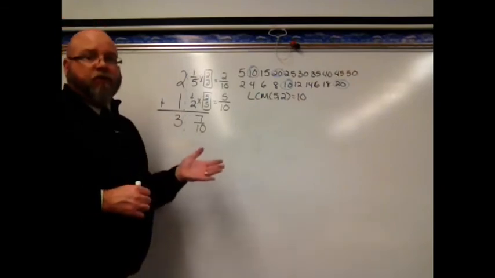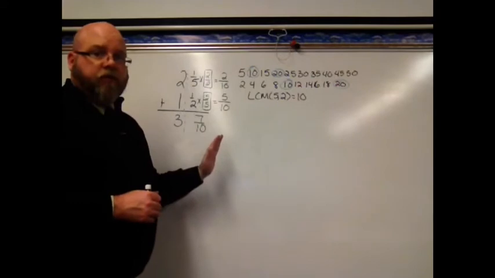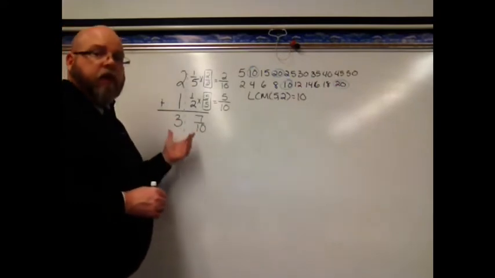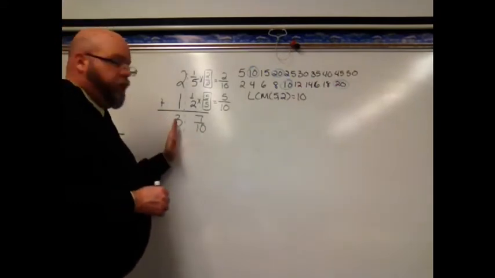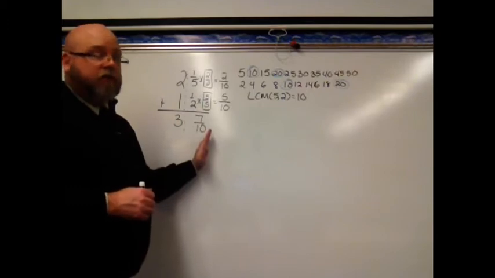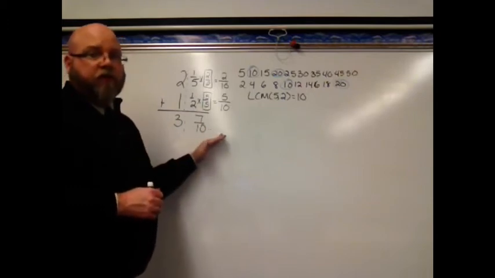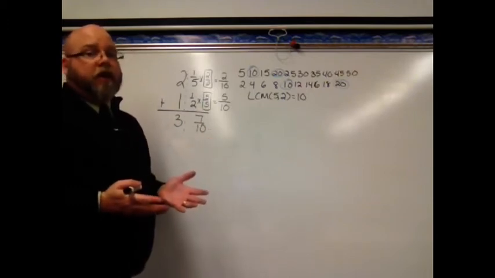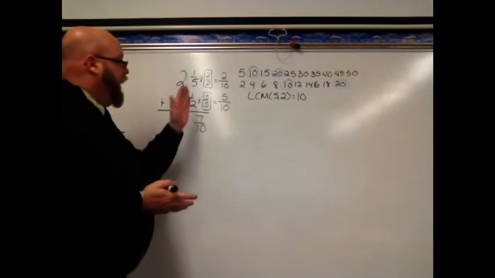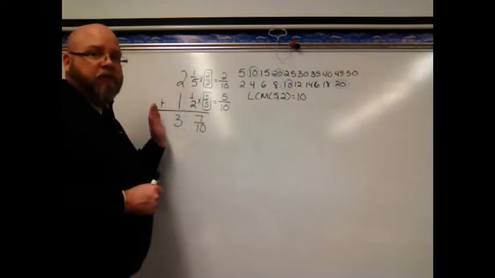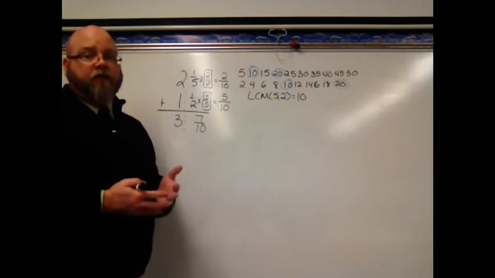Adding mixed numbers is really just adding fractions, then adding the whole numbers and putting the two together. 3 wholes plus 7/10 gives me the mixed number 3 7/10. Not any different than what we've already been doing when we've added fractions or when we've added whole numbers. Now we just add the two together.